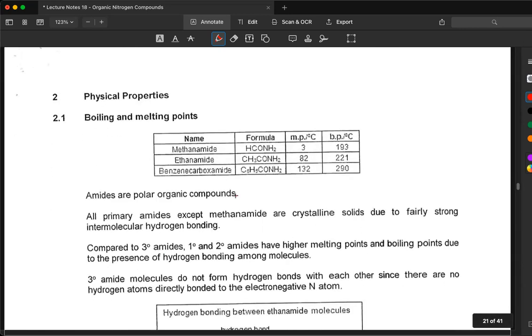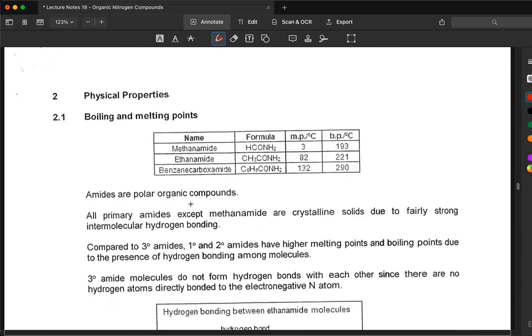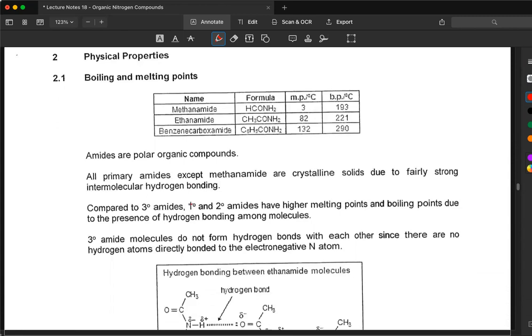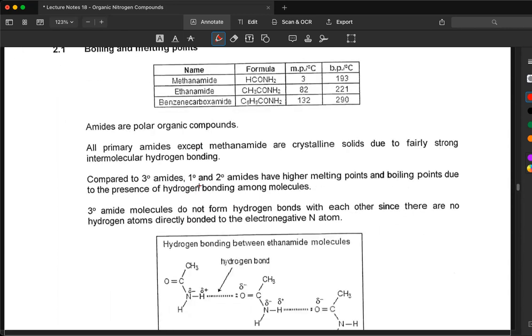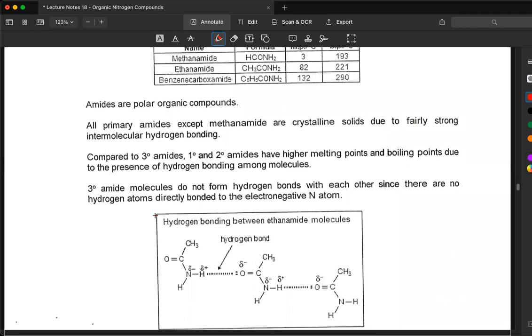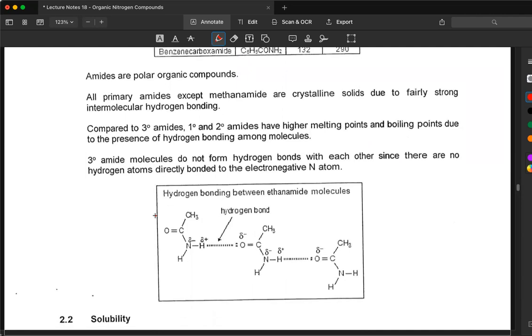For physical properties, they are polar organic compounds. They are crystalline solids with strong intermolecular hydrogen bonding, because of the NH2. Compared to tertiary amide, primary and secondary amides have higher melting and boiling points because of the presence of hydrogen bonds. But the tertiary amide molecules do not form hydrogen bonds. So their boiling point is lower because there's no hydrogen atom directly bonded to the electronegative N atom.